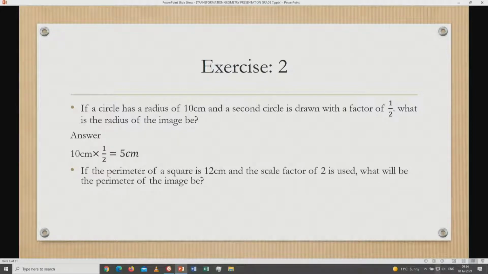Let us look at bullet number 2 here, guys. It says, if the perimeter of a square is 12 centimeters and the scale factor of 2 is used, what will the perimeter of the image be? So guys, I'm going to give you 5 minutes to think around this, check the scale factor, and then we'll do it together after that. Just think back to what we spoke about when we said if the scale factor is what, what happens? So your 5 minutes begins now.